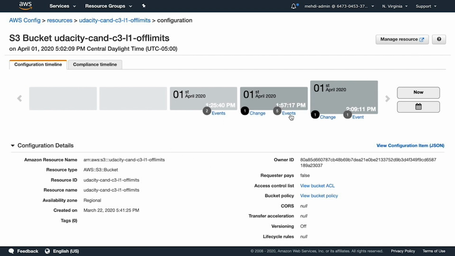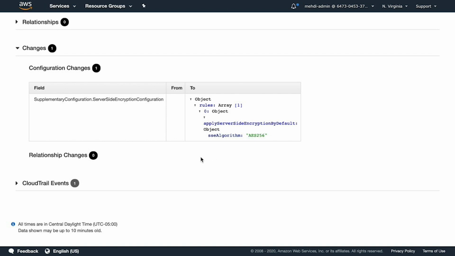This shows my timeline, and this is when there was a change to put the resource in compliance. Let's see what changed. As you can see, this bucket had server-side encryption enabled and went into compliance.